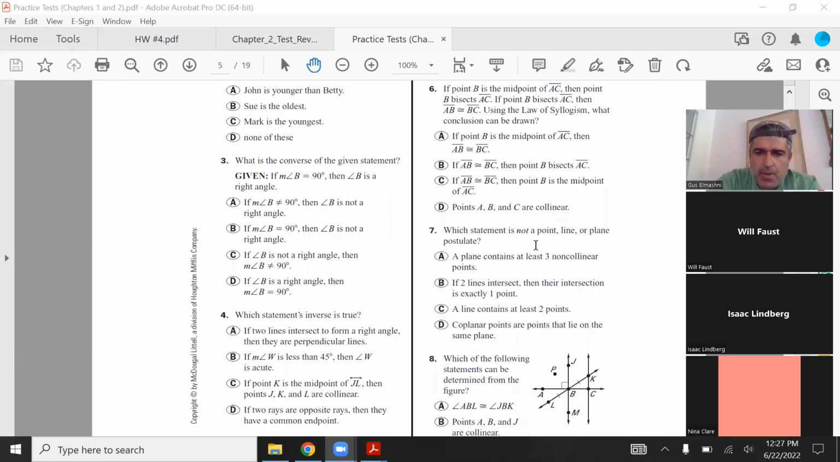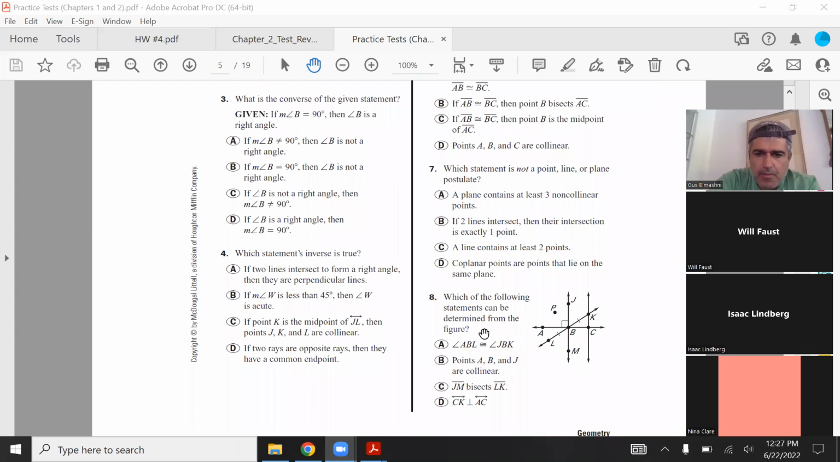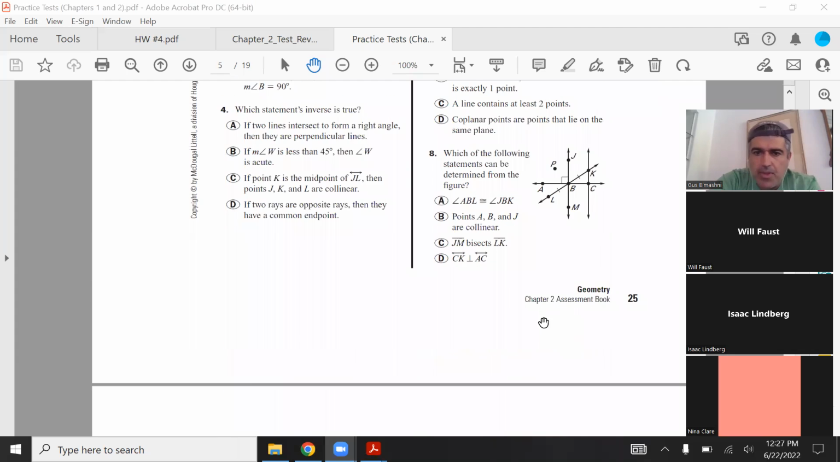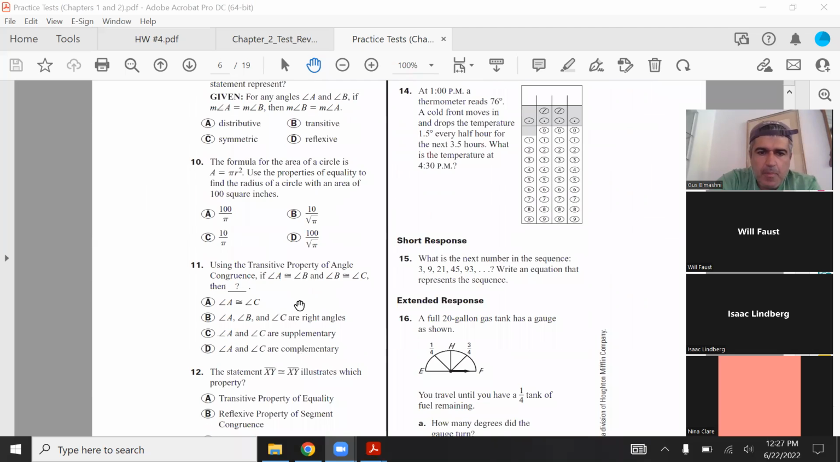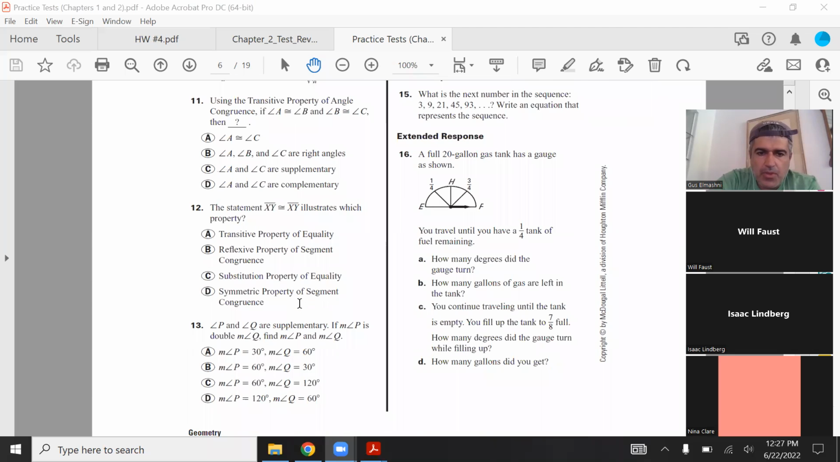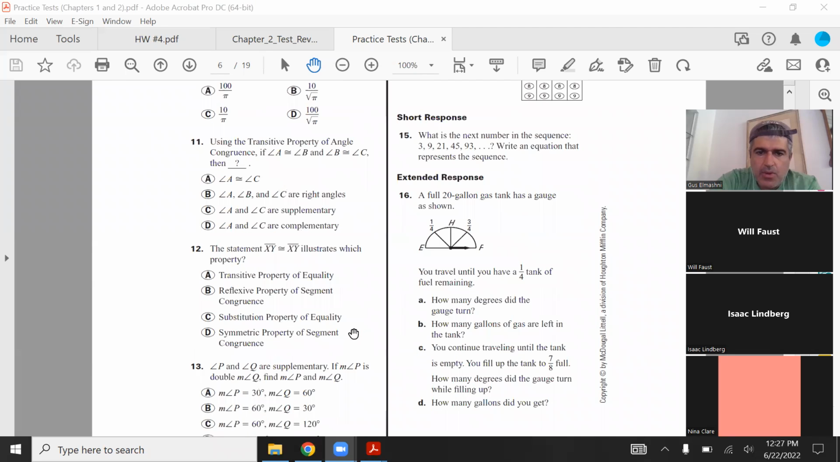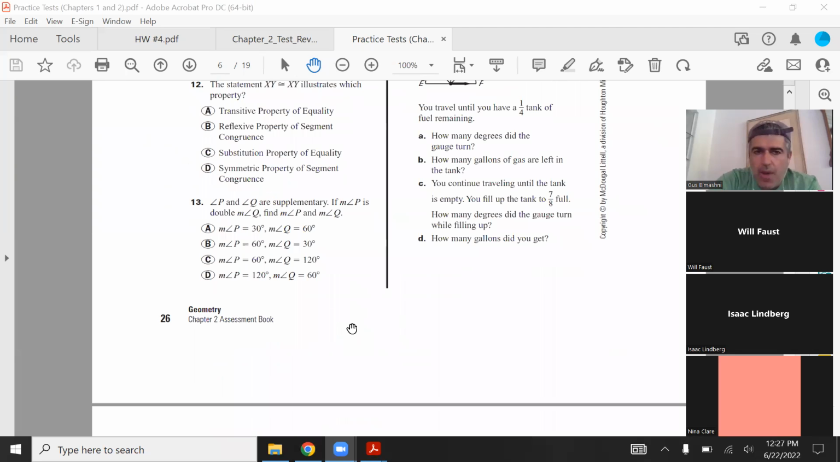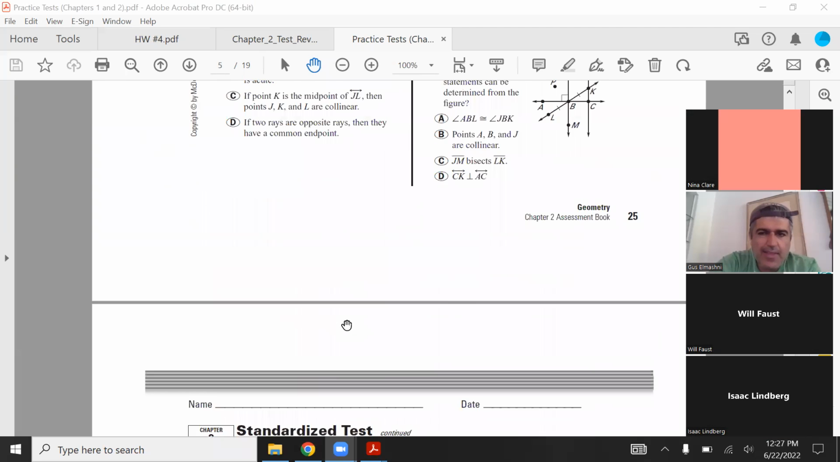Which statement is not a point, line, or plane postulate? Or what can you derive from the information in the diagram? You know, illustrate the transitive property. Things with supplementary angles, stuff like that. So you have the answers there. So I would say expect the test to look kind of like this.